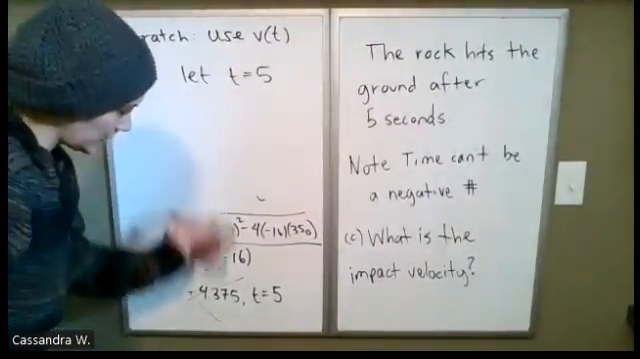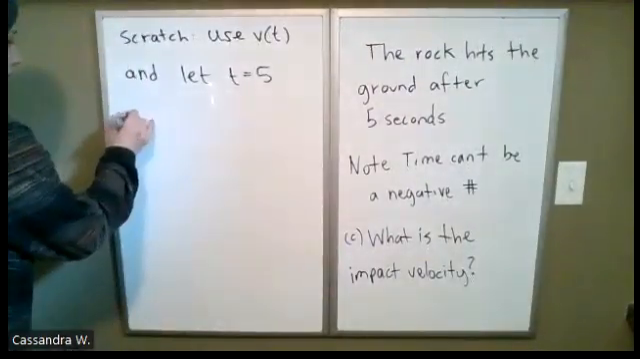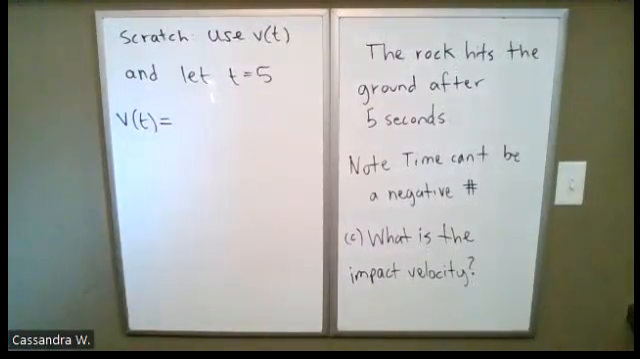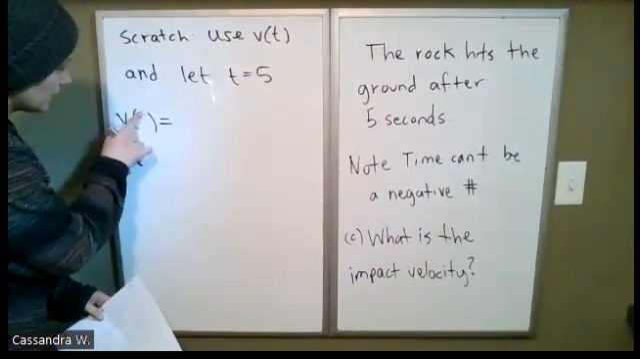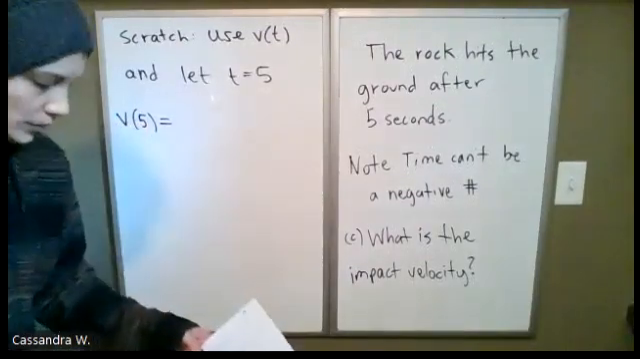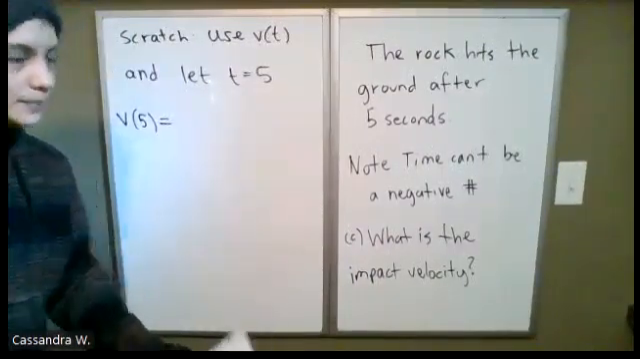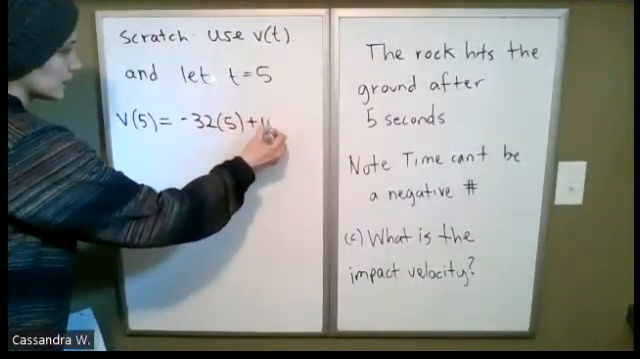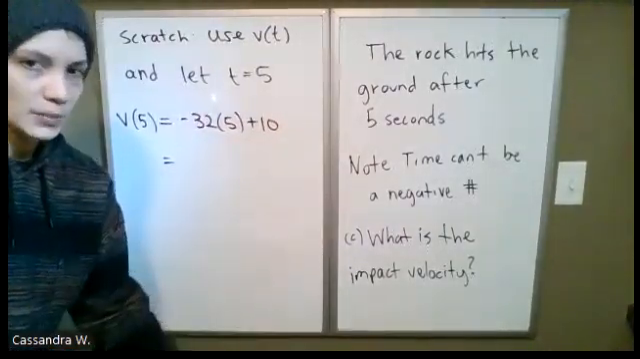We did that yesterday, somewhere in our scratch work for part A. v of t was... well, we can put v of 5. That would be, let's see, negative 32 times 5 plus 10. I got negative 150 feet per second.